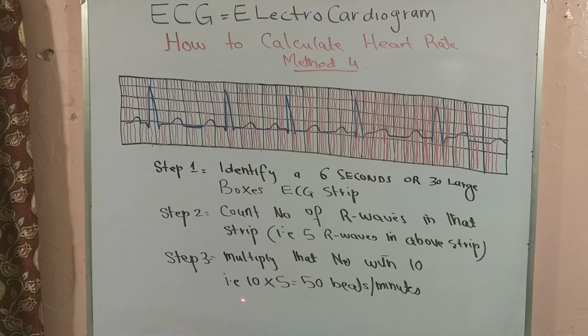Step number 3, you multiply that number. For example, in this ECG strip, that number is equal to 5. You multiply that number by 10. 10 is a fixed digit, the 6 second strip is a fixed digit. The only thing which can vary is the number of R waves in that 6 second strip. So you multiply the number of R waves in that 6 second strip by 10 and that gives you your heart rate. For example, in this case the heart rate is 10 into 5, which is 50 beats per minute. So it is very important to remember these 3 steps in order to understand method 4 of the calculation of the heart rate from the ECG.